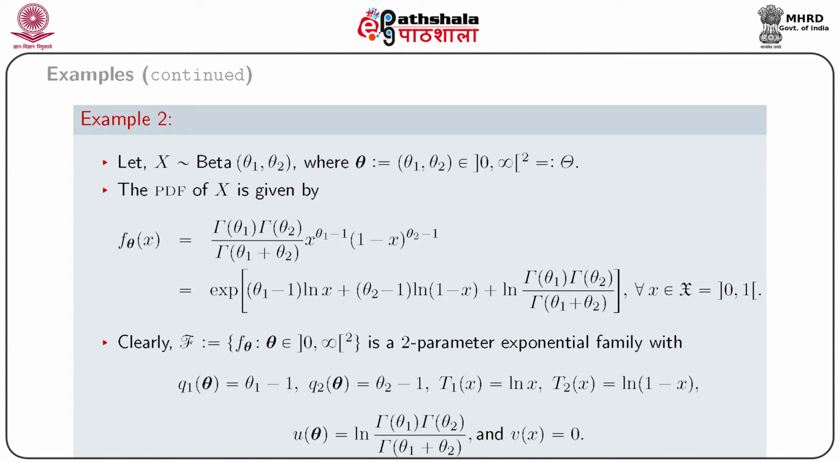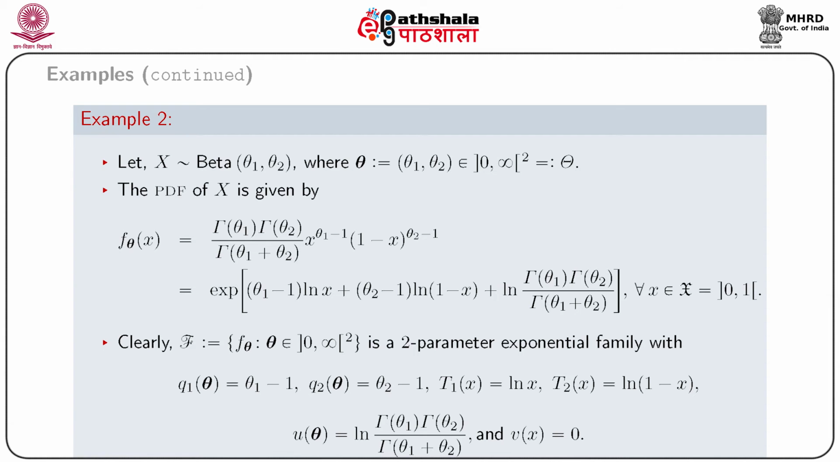Suppose x follows beta distribution with parameters theta1 and theta2, where both theta1 and theta2 are unknown. The PDF of x is given by f x equals gamma theta1 into gamma theta2 whole divided by gamma of theta1 plus theta2 into x to the power theta1 minus 1 into (1 minus x) to the power theta2 minus 1, if 0 less than x less than 1, equals 0 otherwise.